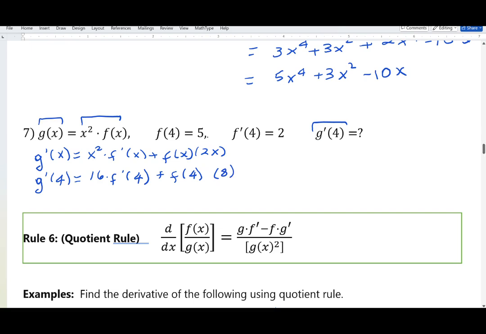So now let's go ahead and plug in what we know about f prime of 4. So 16 times f prime of 4, which is 2. So 16 times 2 plus. And what do we know about f of 4? That was also given at the top, right? 5 times 8. So here we have 32 plus 40. So our final answer will be 72.